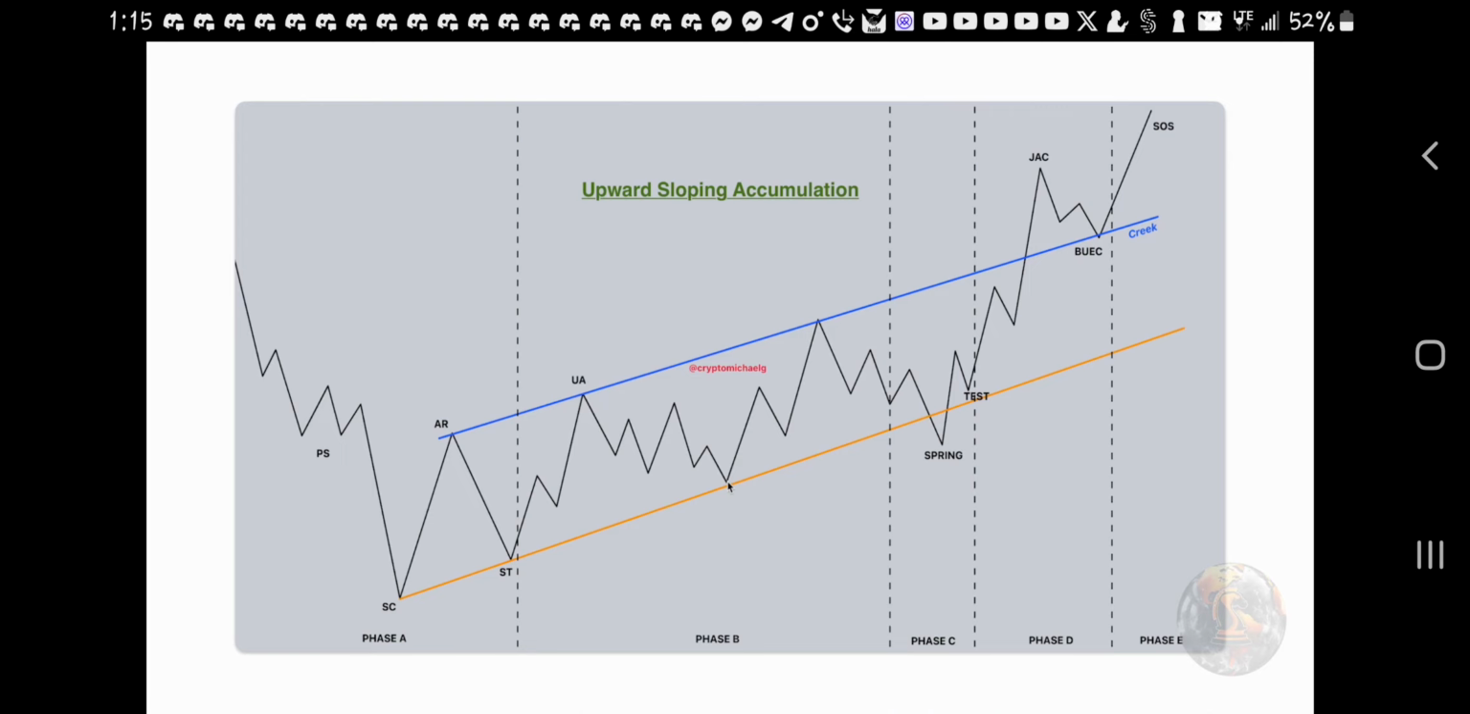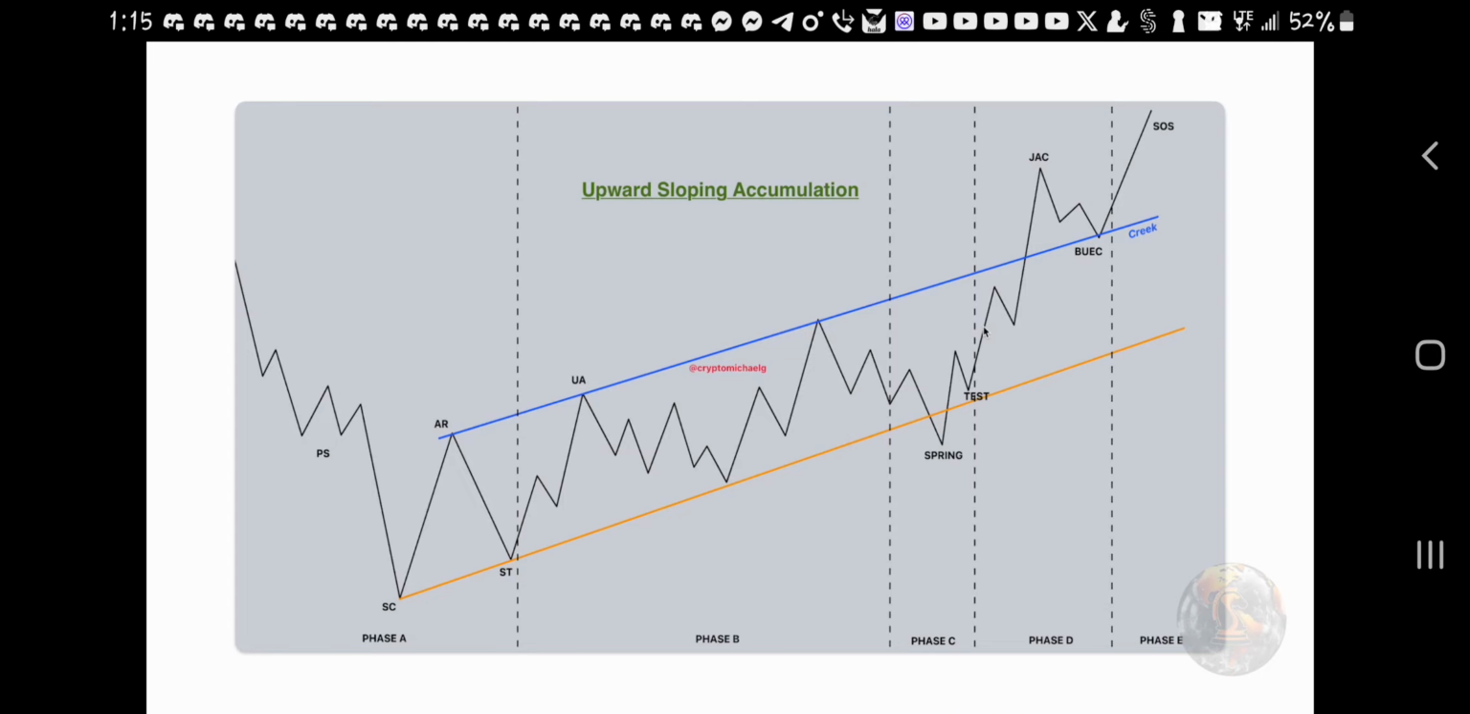Price then consolidates and goes round, but goes in an upwards manner, takes out the high again, sells off one more time. Here is where you have your spring. So your spring doesn't take out the ultimate low because price is trending upwards, but it does fake out below the trend line of SC and ST. Important not to trade this. You don't buy here. It gets back inside. You get a test. You move into phase D, and that's when you start to consider longs.